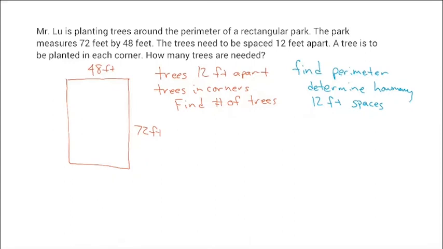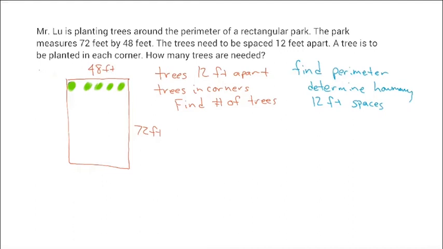I'm just going to do one side right now. If this is my first tree, because I have to have one in the corner, my next one is going to be at 12 feet, then 24, then 36, and then 48.